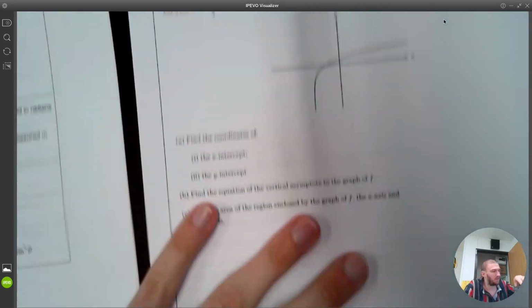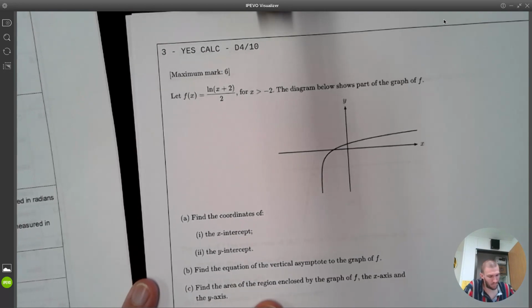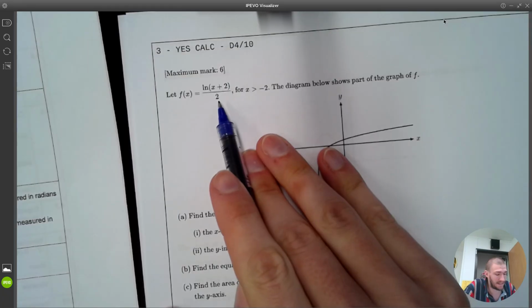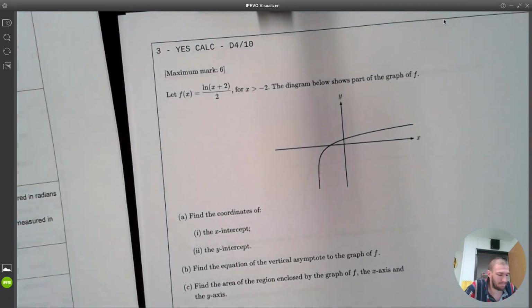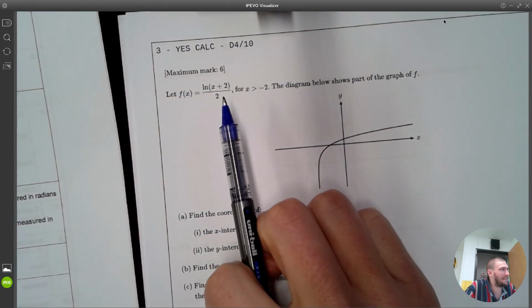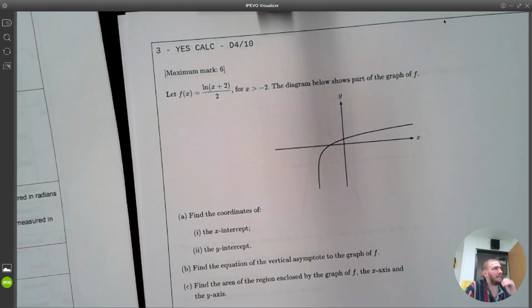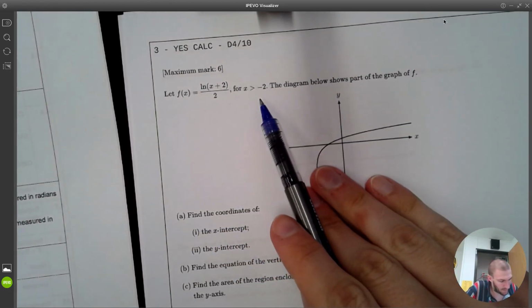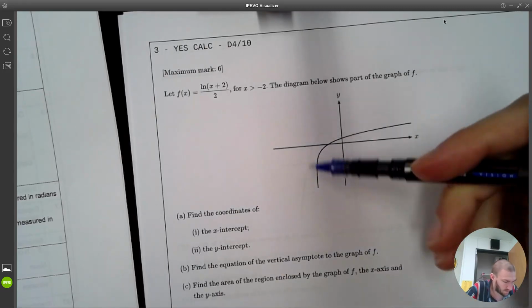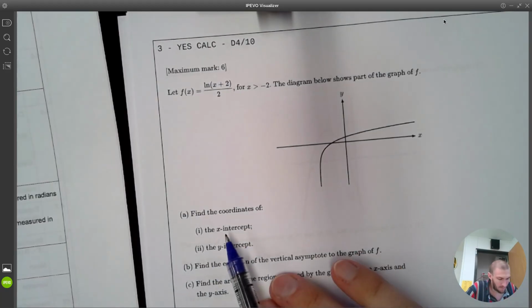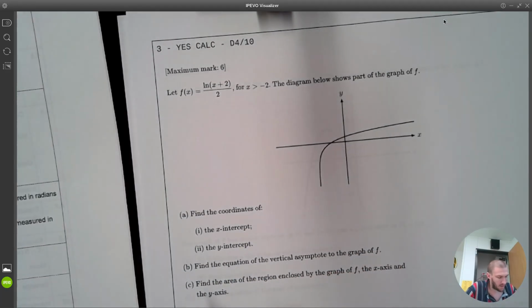We have a yes calculator question. Let f of x be this. It doesn't scare me too much because it's not really that bad. It's in kind of like vertex form, if you want to think about it that way. For x is greater than -2, because we have the vertical asymptote, makes sense. The diagram below shows part of it, okay, it makes sense. Find the coordinates of the x-intercept and the y-intercept.